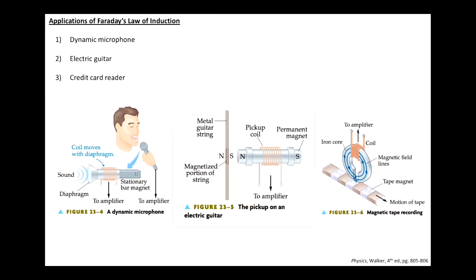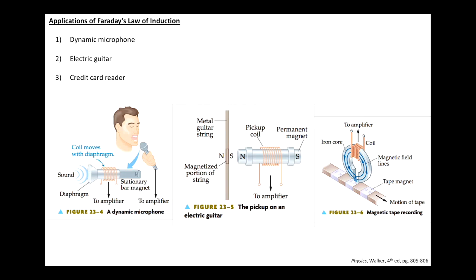So 3 quick everyday examples of Faraday's law of electromagnetic induction. A microphone. I've got a microphone. Too bad it's tiny. We should take it apart and see what's inside. I bet we would find something that kind of looks like that. There's going to be a little magnet in there and a coil of wire.